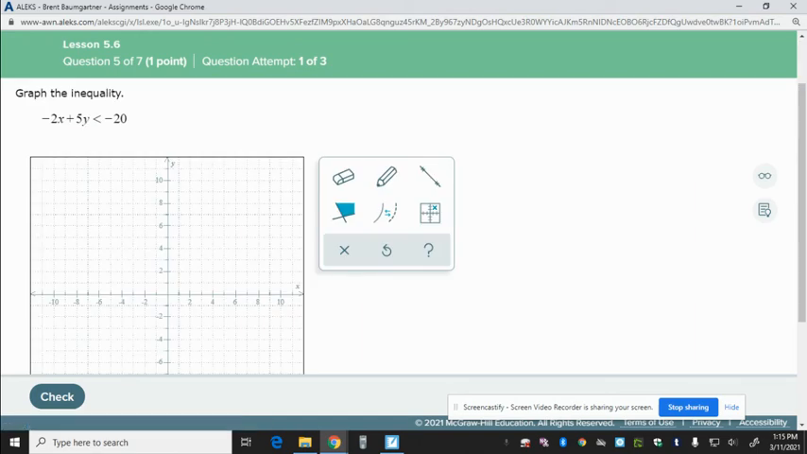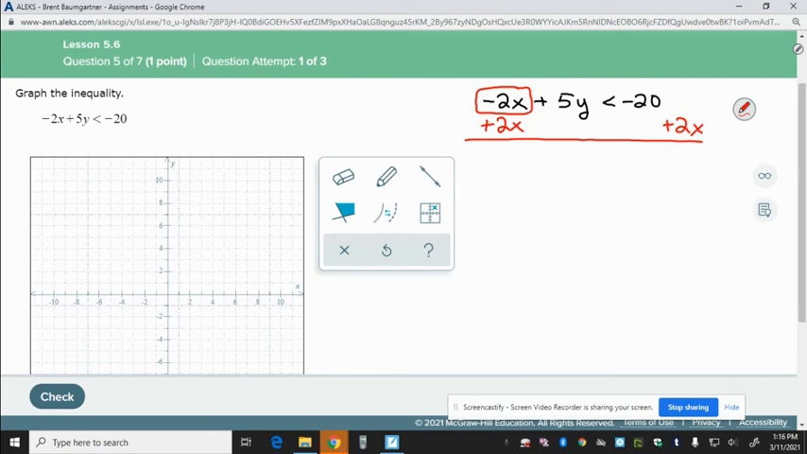Okay, here's another one. We've got to graph this inequality. Now, what we want to do here is a little work on this. We want to solve this for y first so we're able to get it into a form that we can graph. So do you remember the steps of going through this? The first thing we always want to do is take the variable that has the x and move it to the other side. And then we want to see what we have left over.